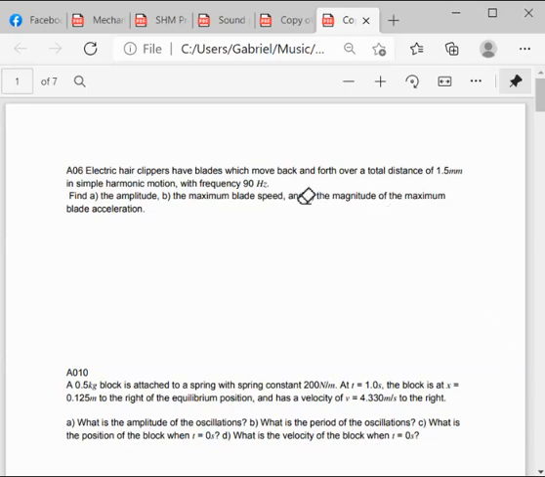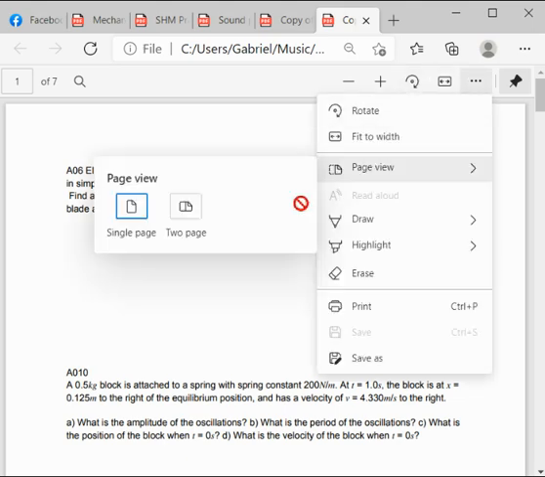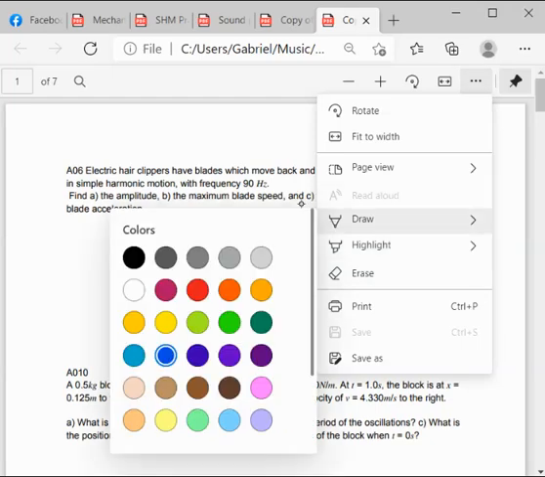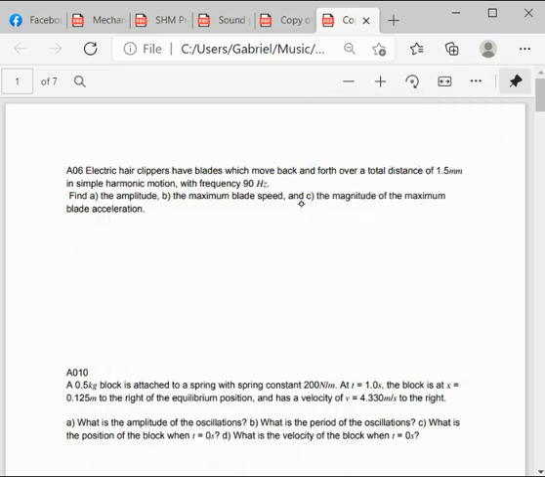Hello everyone. Tonight I'm just going to be going over some simple harmonic motion problems and talking about how I try to approach them as a student. So, anyways, first one we have here is electric hair clippers, and really a lot of these problems are sort of giving context to the math you're going to be doing.